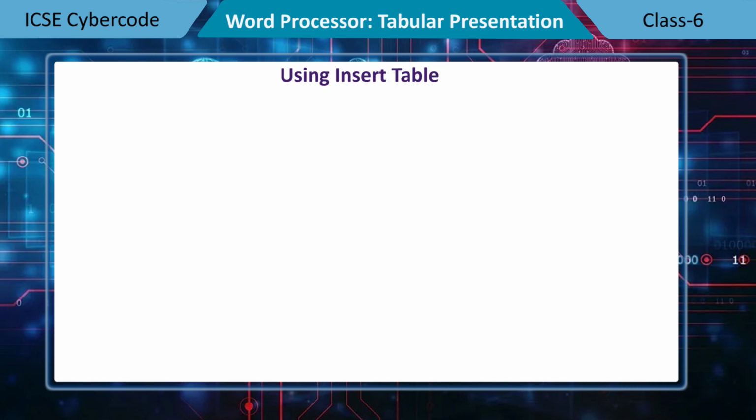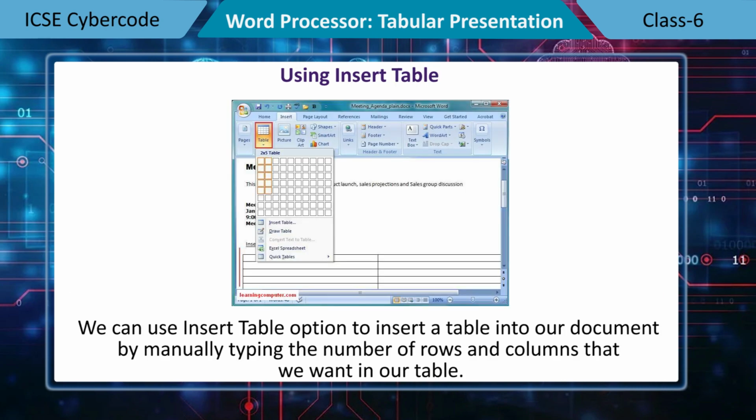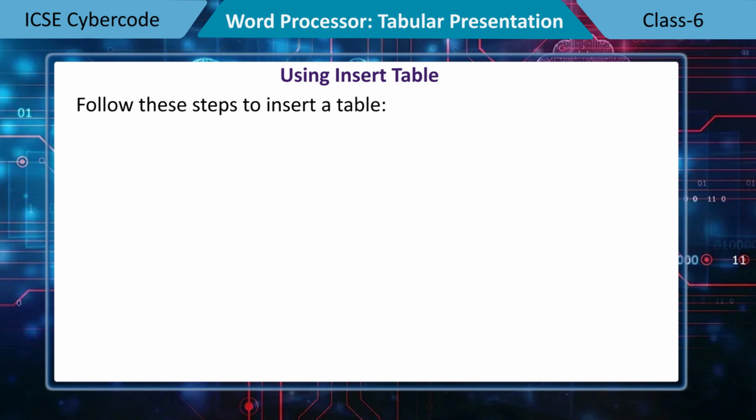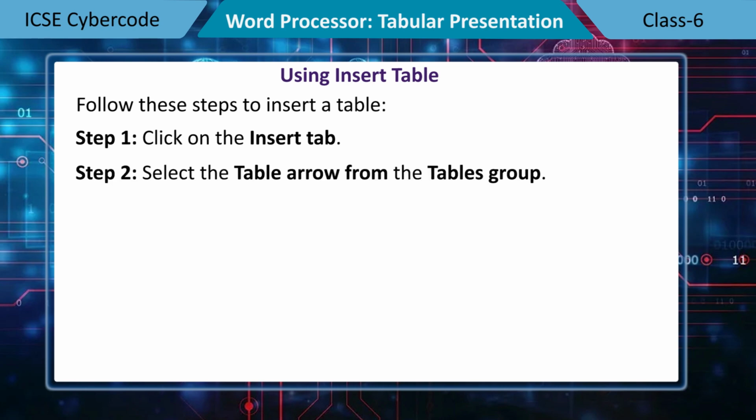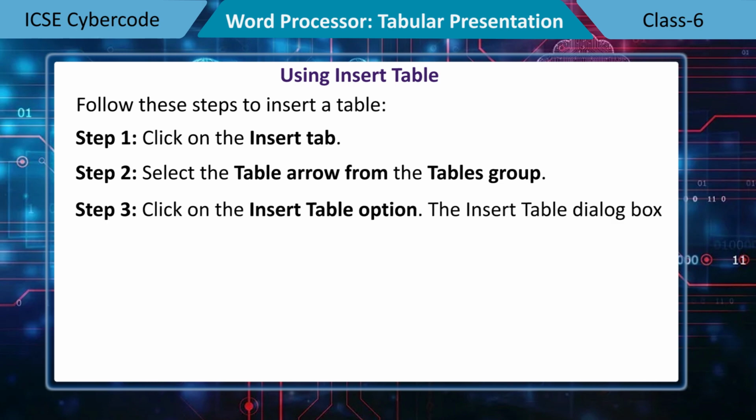Using Insert Table. We can use Insert Table option to insert a table into our document by manually typing the number of rows and columns that we want in our table. Follow these steps to insert a table. Step 1. Click on the Insert tab. Step 2. Select the table arrow from the Tables group. Step 3. Click on the Insert Table option.